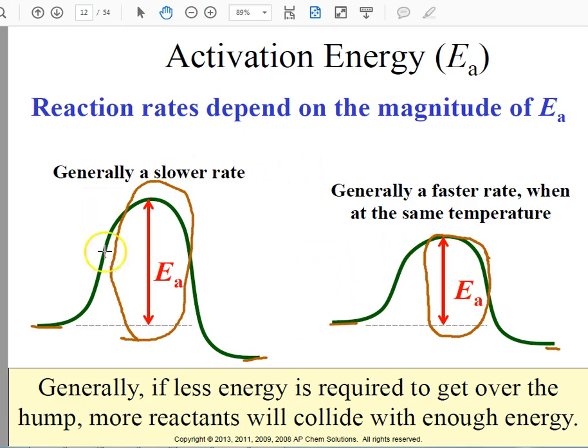So in general, when we have a large activation energy, it's going to be a slower reaction. But if it's lower, there's going to be more reactants that have enough energy to get over that hump, so we'll have a faster rate. Lower activation energy, faster rate. Higher activation energy, slower rate. So the rate really does depend on this activation energy.